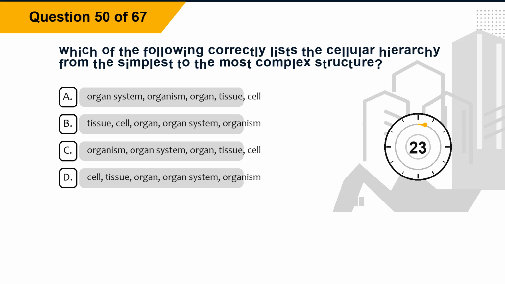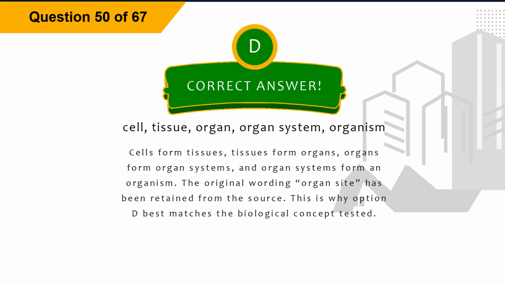Question 50. Which of the following correctly lists the cellular hierarchy from the simplest to the most complex structure? Option A, organ system, organism, organ, tissue, cell. Option B, tissue, cell, organ, organ system, organism. Option C, organism, organ system, organ, tissue, cell. Option D, cell, tissue, organ, organ system, organism. The correct answer is option D. Explanation. Cells form tissues, tissues form organs, organs form organ systems, and organ systems form an organism. The original wording "organ site" has been retained from the source. This is why option D best matches the biological concept tested.